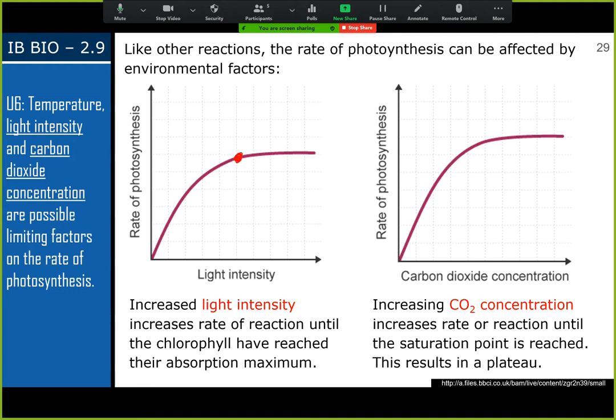There's only so many chloroplasts. There's only so much surface area in that thylakoid membrane for this reaction to start. So past that point, it doesn't matter how bright the light is. In fact, you'll start burning the plant if you give it too much light.